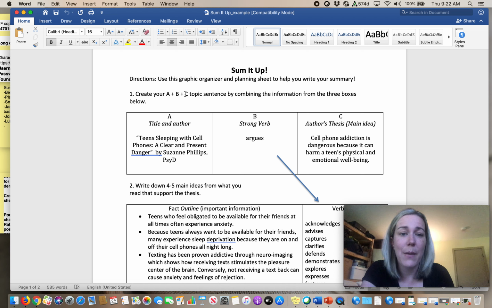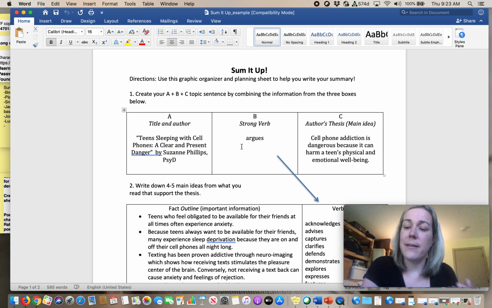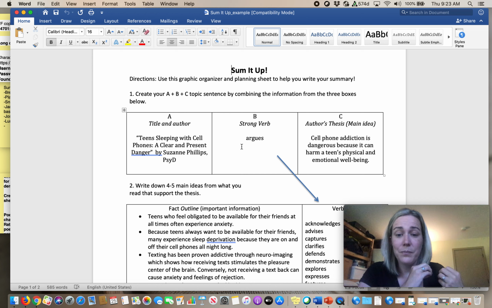So right here, I would write the title and author, Teens Sleeping with Cell Phones, a Clear and Present Danger by Suzanne Phillips, who is a doctor of psychology. She's making an argument in this article. She's not informing, she's not clarifying, she's not explaining. She is arguing a point that teens who sleep with cell phones are at risk for several different things. Okay, so because she's making an argument, I'm choosing the verb argues.